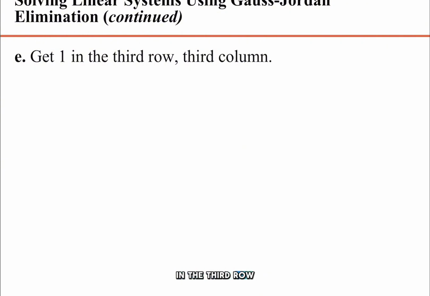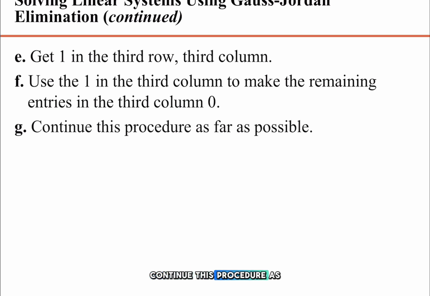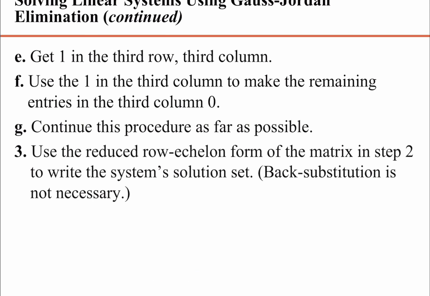Get 1 in the third row, third column. Continue this procedure as far as possible, and then use the reduced row echelon form to back substitute. So that is what we just did.